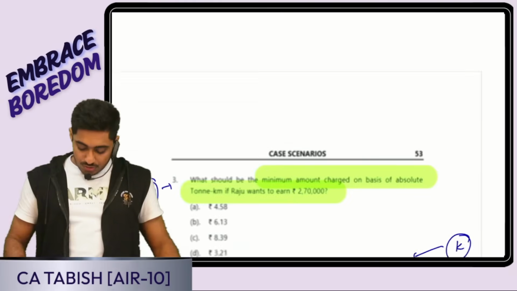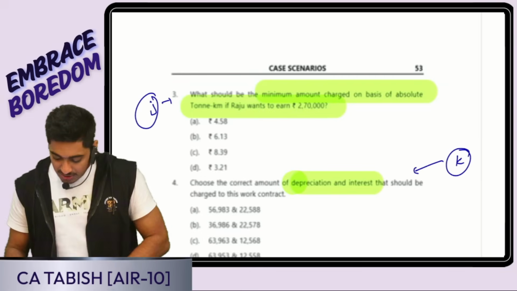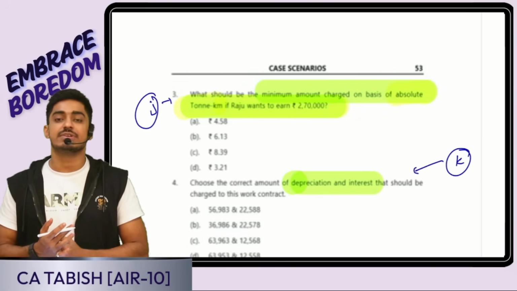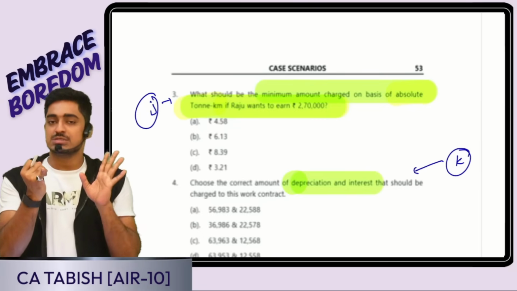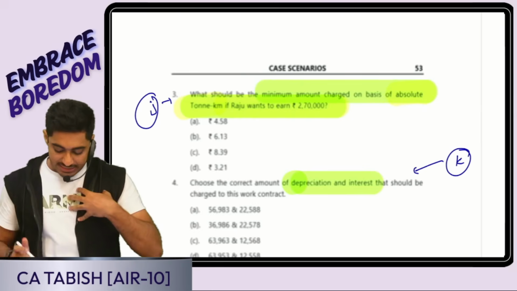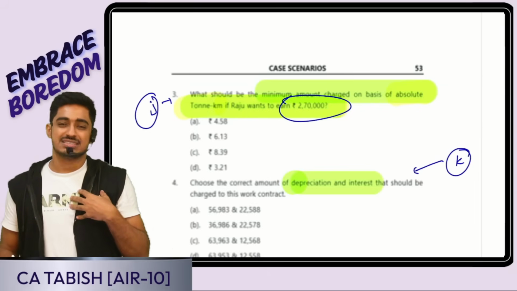Okay, now going ahead to the third requirement. Yes, what should be the minimum amount charged on the basis of absolute ton kilometer if Raju wants to earn 2,70,000? Raju is telling boss, first I am charging based on absolute ton kilometer. Second, after paying all the cost, at least how much profit I want? 2,70,000 profit I want. That means how much I should be charging?